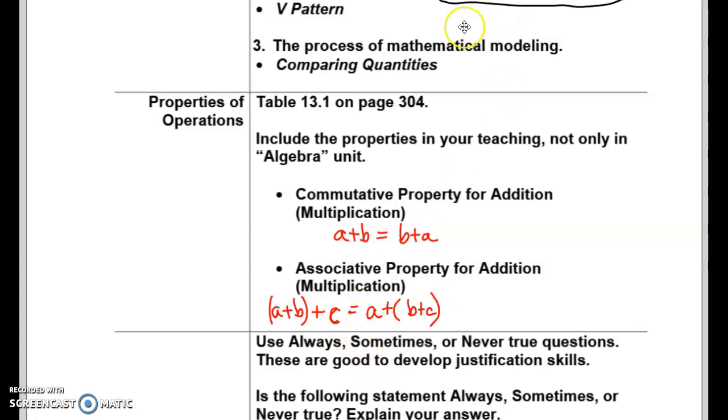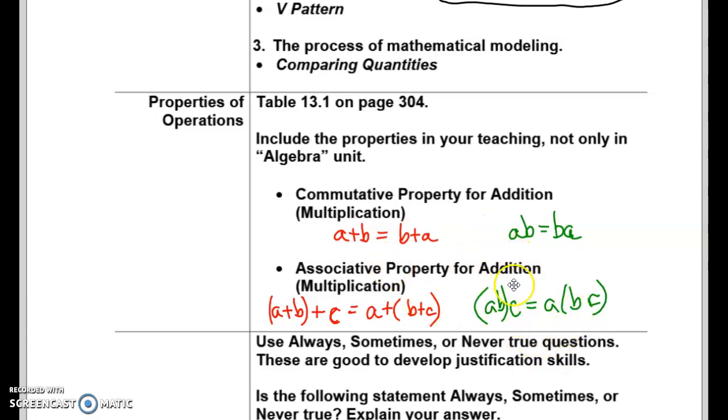Now, in terms of multiplication, it's the same thing looking different. So 3 times 4 is the same as 4 times 3. And the same thing if we take the product of two numbers first, and then multiply by a third. If we multiply the second two numbers first, and then the first, it's the same thing.